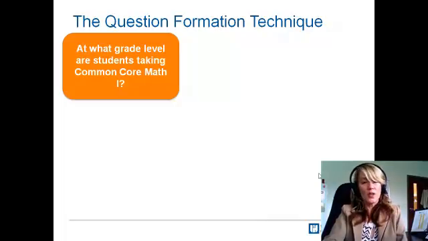Now, by brainstorming questions associated with your issue through a process of prioritizing and refocusing, you can determine what questions you want to really investigate. So if we begin with a question such as, at what grade level are students taking Common Core Math 1?